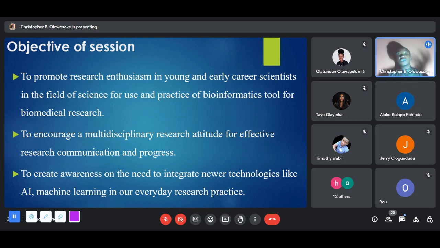These are some of the areas in which bioinformatics is relevant. If you are a scientist of this 21st century and you are not able to integrate new technology into whatever you are doing at any level of your career, you might be unable to move at the pace at which others are moving. So in this session, we are going to try as much as possible to give you awareness of the need to integrate newer technology like AI and machine learning in our everyday research practice.